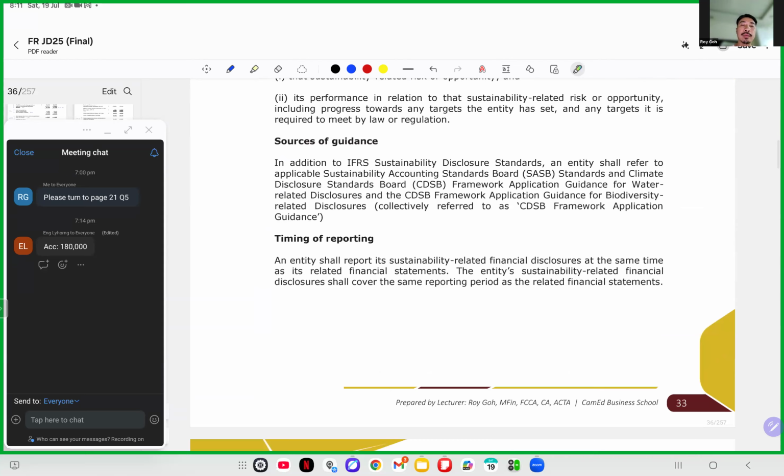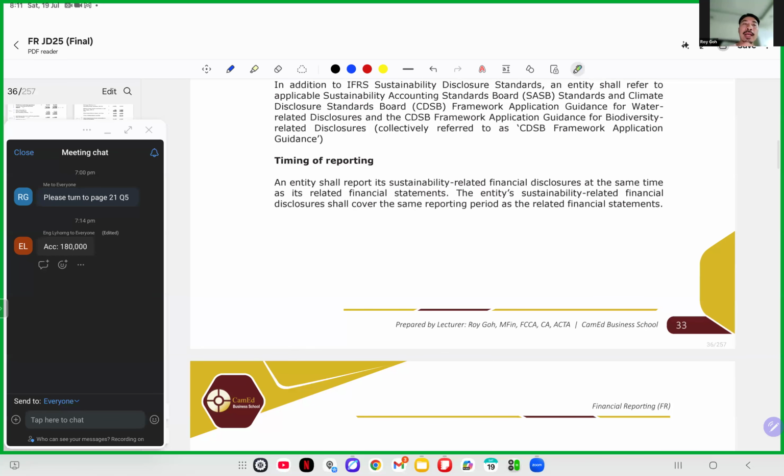Because this is a lengthy accounting standard, finally, the last important part is you shall report the same duration as your financial statement. So your IFRS report, 12 months accounting period. Then your IFRS S1 also reports the same 12 months.